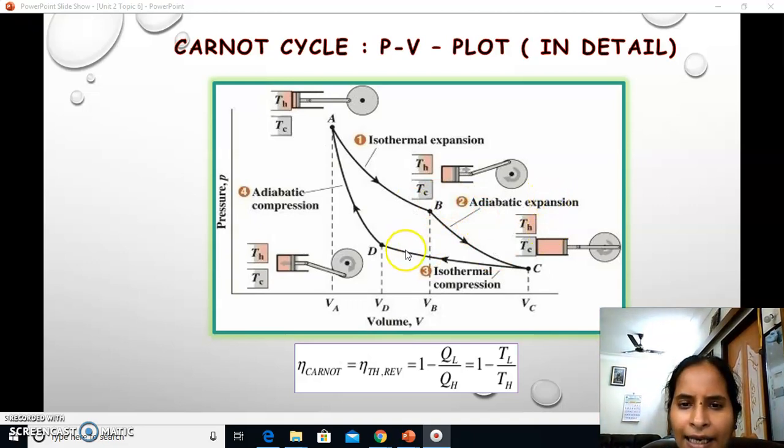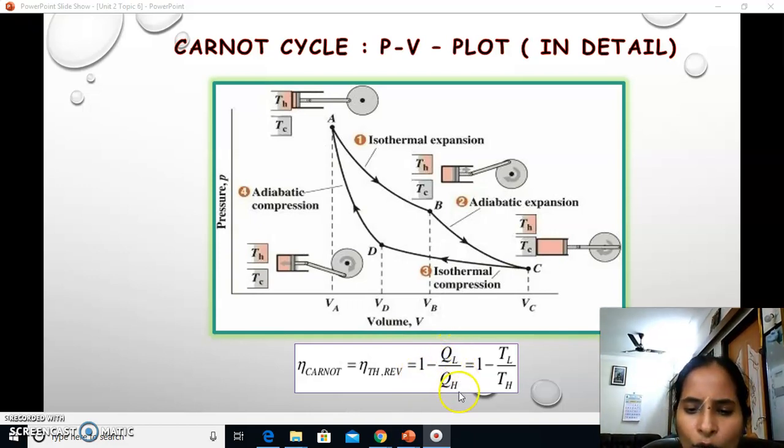So here again it is clearly expanded: 1 to 2 is isothermal expansion, 2 to 3 is adiabatic expansion, then isothermal compression and adiabatic expansion. Whatever was explained, they have drawn and represented in a PV diagram. So the Carnot cycle efficiency is the same as whatever we have defined in the heat engines.